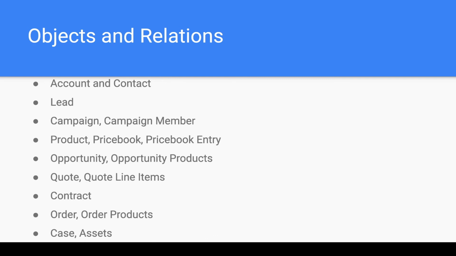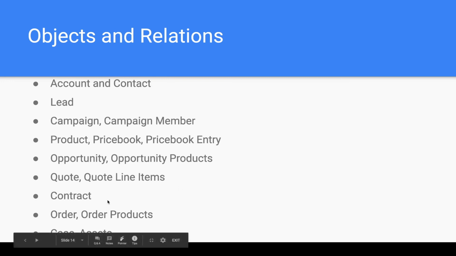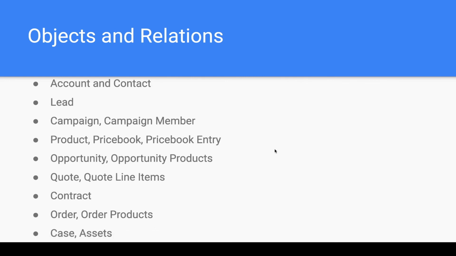Then quote and quote line items. Quote is used to specify the details of the products that you are selling and at what price you are selling. So you will be listing those under a quote and quote line item, and usually you will be generating a PDF quote and sending it to them, and there might be to and fro negotiations. Because of that, under a single sales deal or a single opportunity, there can be multiple quotes. Then once a quote is agreed by both parties, you will usually be signing a contract.